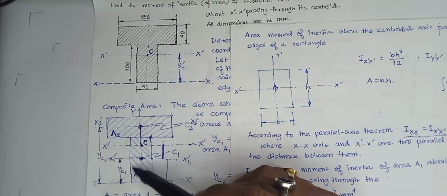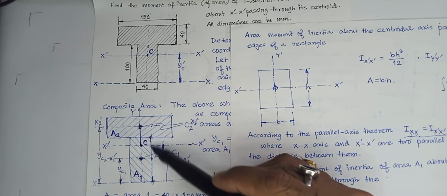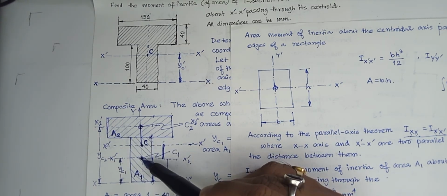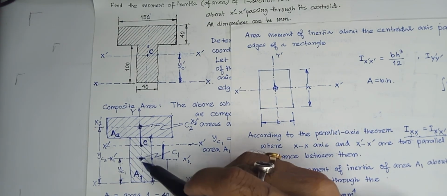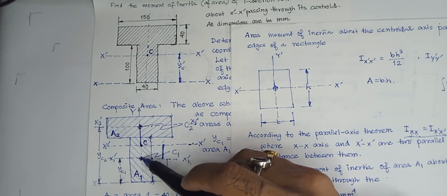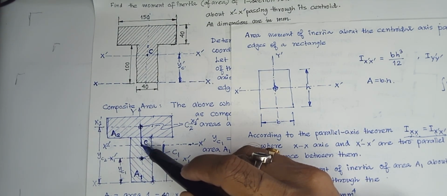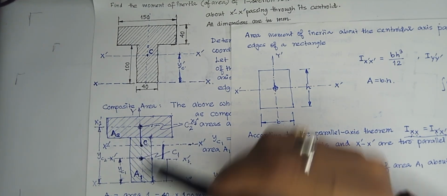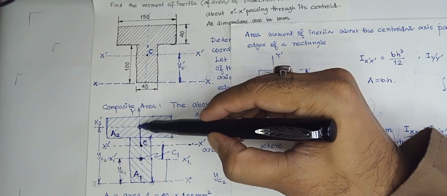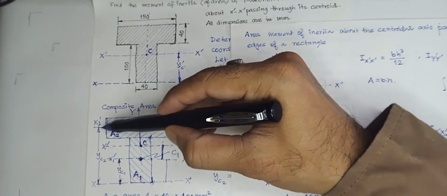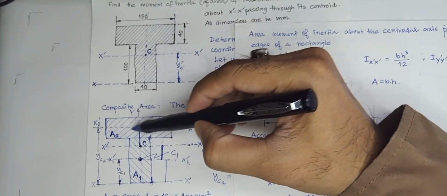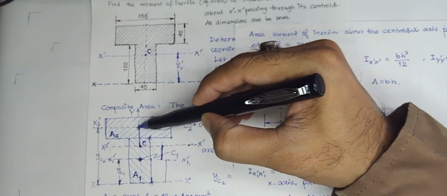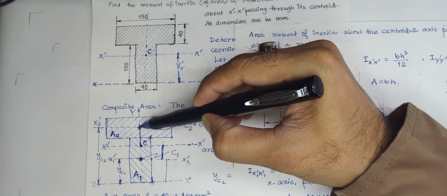Therefore, I know the moment of inertia of this area about this axis, that means about its centroidal axis. Now I will transfer the moment of inertia to this point. That is done by the parallel axis theorem. Similarly, for A2, I know the moment of inertia about its centroidal axis, passing through point C.